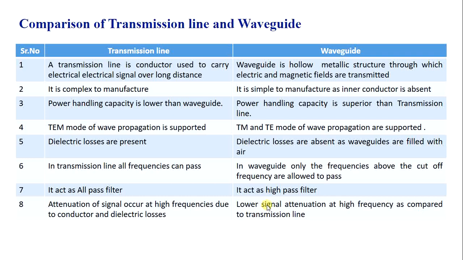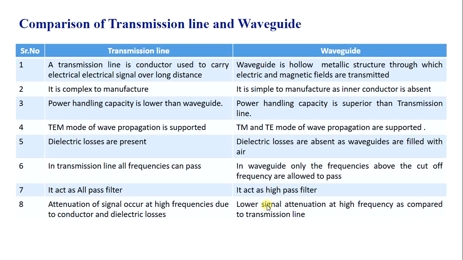The manufacturing of a transmission line is somewhat complex. You have seen the coaxial line. It has 2 conductors, one inner conductor coated with a dielectric, and again another conductor on it. So manufacturing of a transmission line is somewhat complex compared to that of a waveguide. The waveguide just has the outer conductor, there is no inner conductor, so the manufacturing of a waveguide is simple.